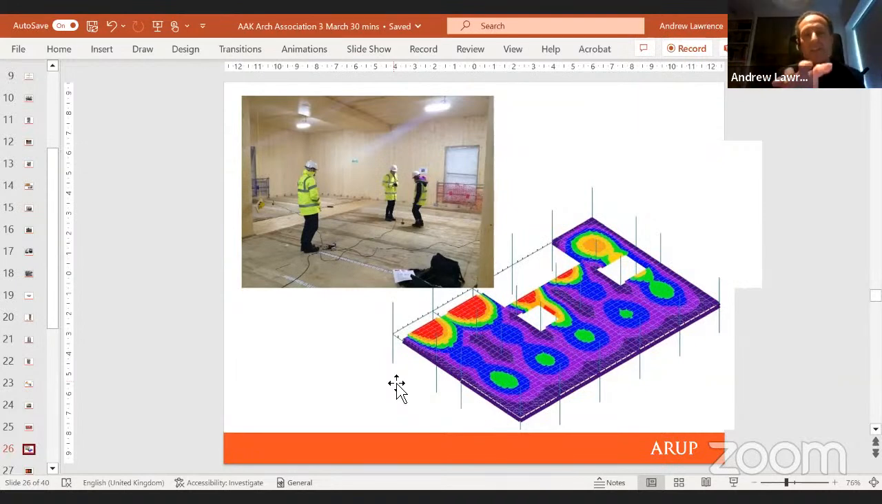And this was us actually doing some testing on one of our completed buildings, and we have fed the results of that testing back into the new Eurocode, which will be published in 2 years' time, to make sure that all of us will be able to accurately predict how these timber buildings behave so that we can match the dynamic performance of any other material.